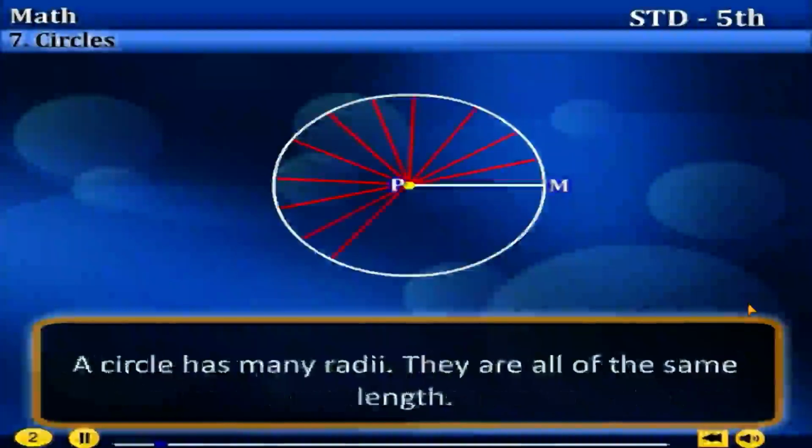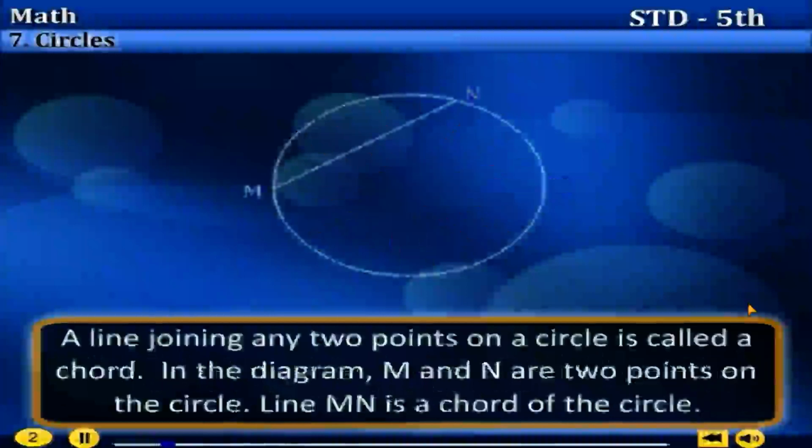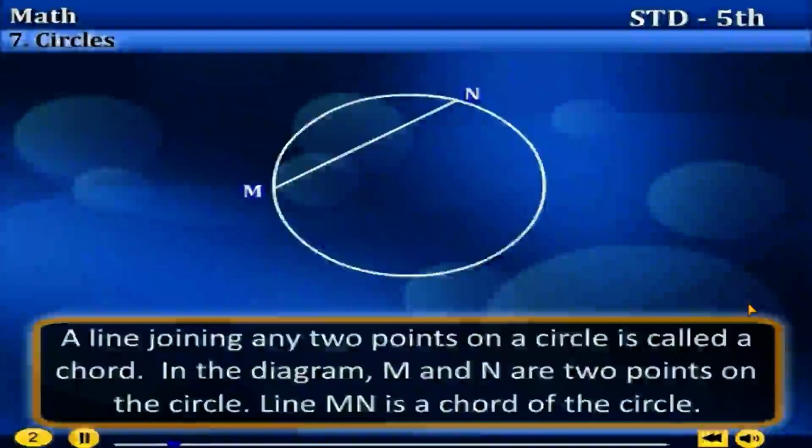A circle has many radii. They are all the same length. A line joining any 2 points on a circle is called a chord. In the diagram, M and N are 2 points on the circle. Line MN is a chord of the circle.